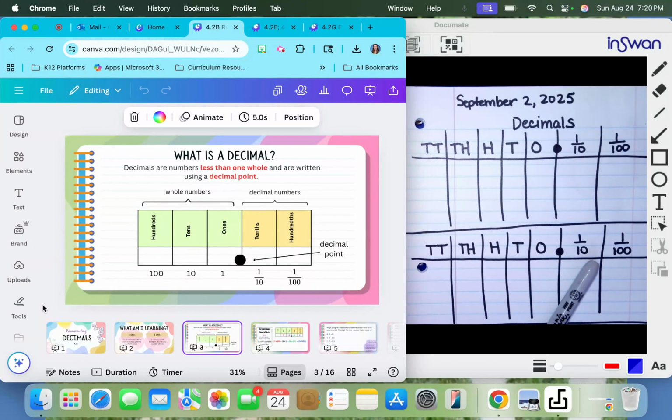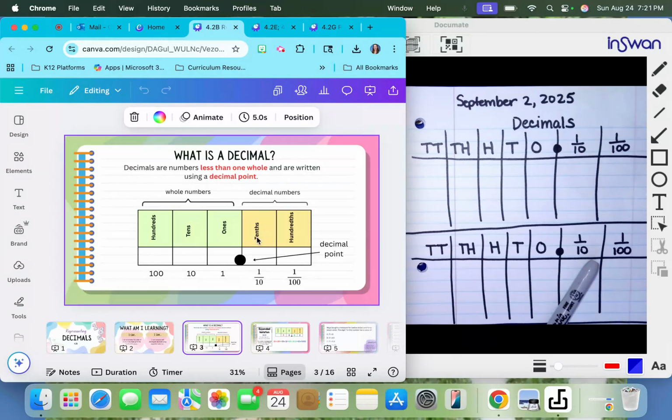Decimals are numbers less than one whole and are written using a decimal point. Here on our place value chart, we can see our decimal point separates our whole numbers from our decimal numbers. We have our ones, tens, hundreds, and you could extend that to show thousands, 10,000s, 100,000s, millions, and so on to the left of the decimal. And then to the right of the decimal, we have our decimal values.